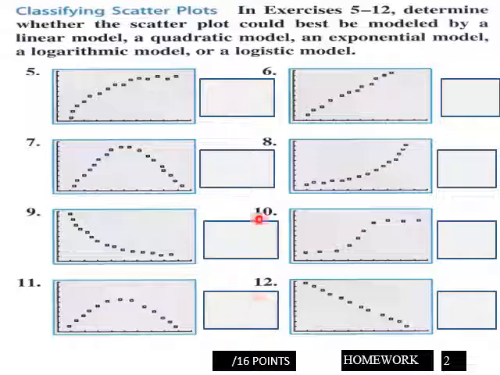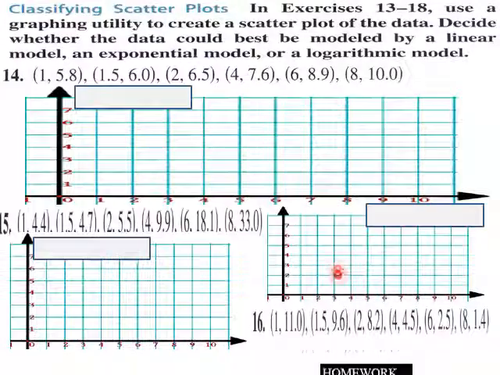Page 2 on your homework, 16 points here. Determine whether the scatter plot could best be modeled by a linear, quadratic, exponential, logarithmic, or logistic model. So put those in these boxes here for each one of these. 5 will go here, 6 will be over here, 8 will be over here, 10, and then 12 will be over here. So put one of those model types for this different kind of pattern here. 16 points here, page 2.